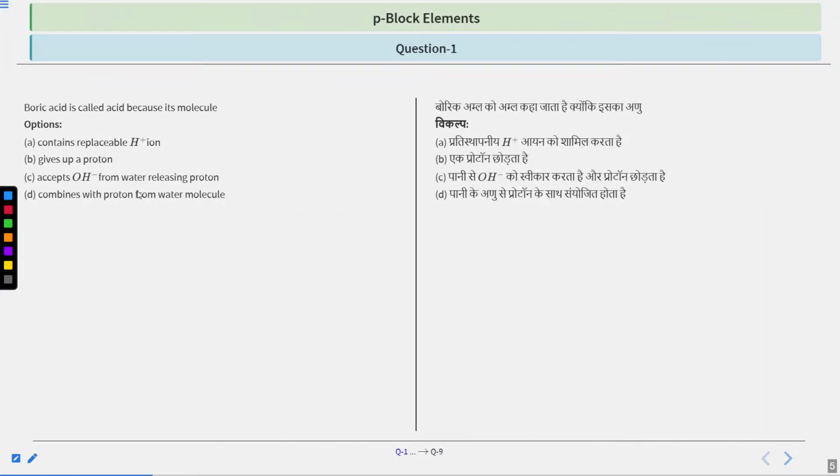Question number 1. Boric acid is called an acid because its molecule: A, contains replaceable H+ ions; B, gives up a proton; C, accepts OH- from water, releasing a proton which combines with OH- to form a water molecule. So you have 30 seconds to solve this question. Your time starts now.